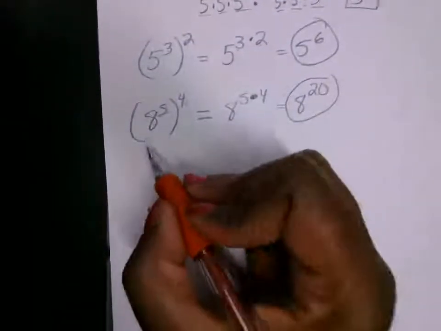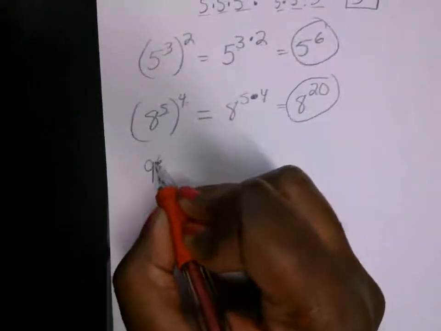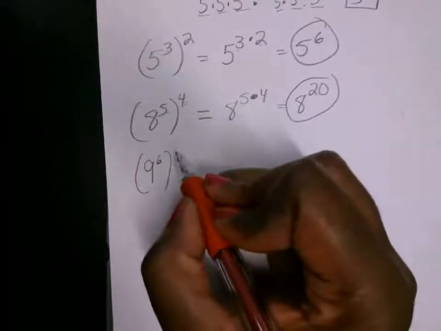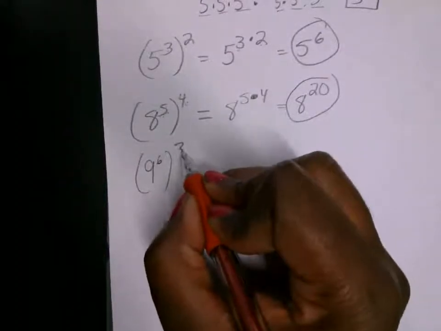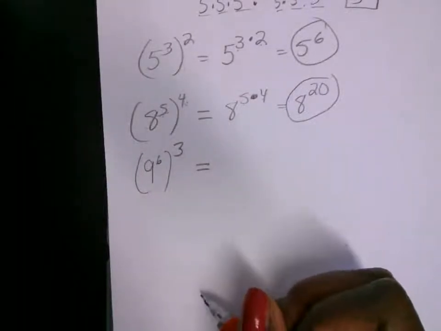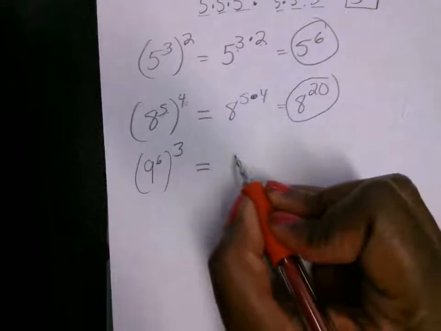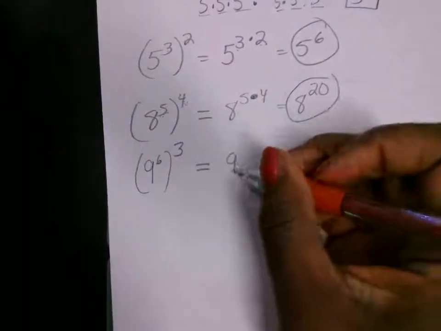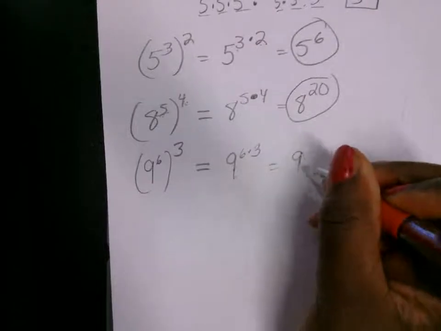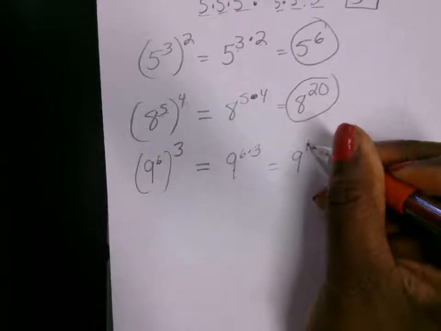Let's do another one. Okay, look up here. 9 to the 6th power and raise that to the 3. So what do we do to get our answer here? 6 times 3. What is 6 times 3? 18. So this is 9 to the what? 18 power.